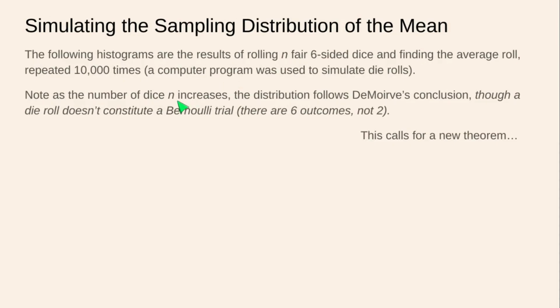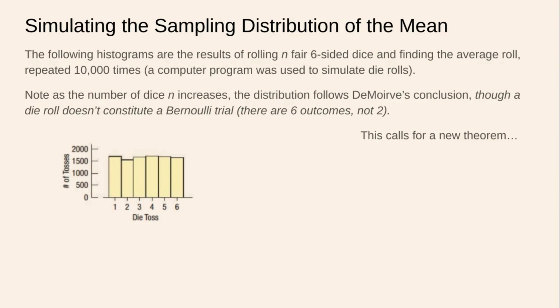Note that as the number of dice n increases, the distribution follows De Moivre's conclusion, though a die roll does not constitute a Bernoulli trial. For a fair 6-sided die, there are, of course, 6 outcomes, and 6 is more than 2. So watch this. This is 10,000 simulations of rolling one die. That is clearly a uniform distribution.